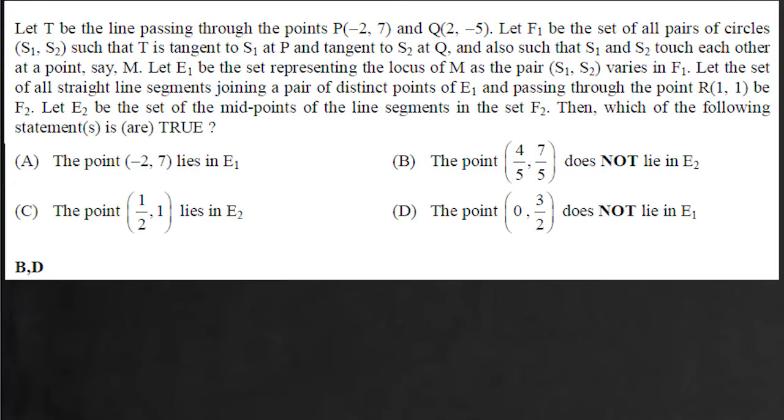Now here the question is, let T be a line passing through the points P, Q, and let F1 be the set of all circles such that T is tangent to S1 at P and tangent to S2 at Q, and also such that S1 and S2 touch each other at a point, say M. Let E1 be the set representing the locus of M as the pair S1, S2 varies in F1.